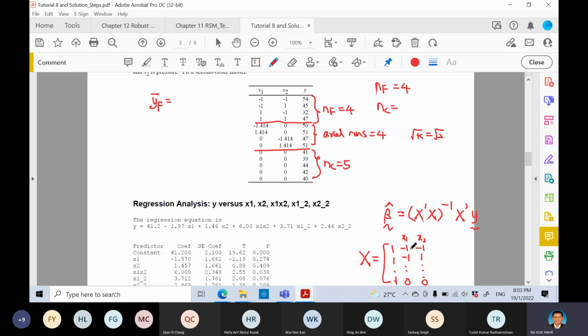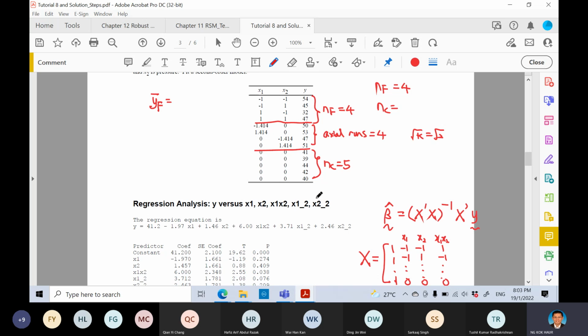Then after that, the x1 column here. And because you want to fit the model with the interaction and the square terms, the third column is the product of x1 and x2, which you compute yourself. This one times this one, you get 1. This one times this one, you get -1, and so on. This one times this one, you get 0. So you get another column.